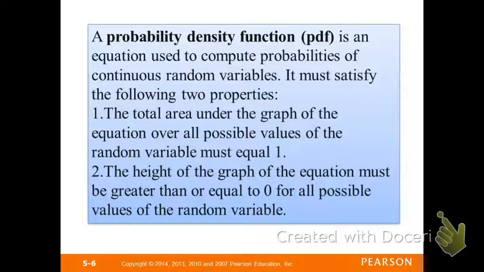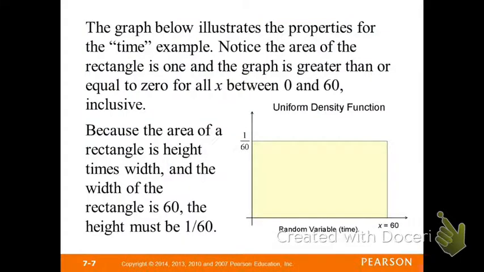The height of the graph of the equation must be greater than or equal to 0 for all possible values of the random variable. Okay, so greater than or equal to 0, again, is that a new concept? Don't all probabilities have to be greater than or equal to 0? Right, we can't have any negative values on our graphs because probabilities must take on non-negative values greater than or equal to 0. So let's look at an example that we just illustrated with the Postal Service.